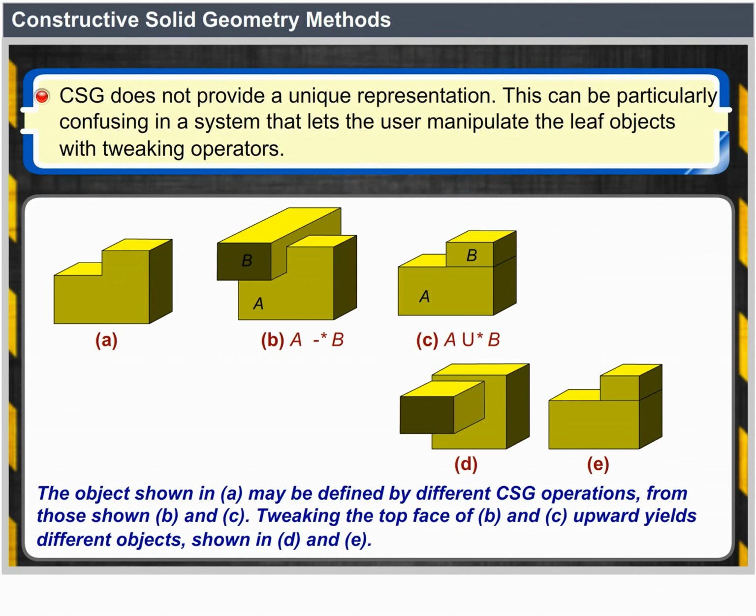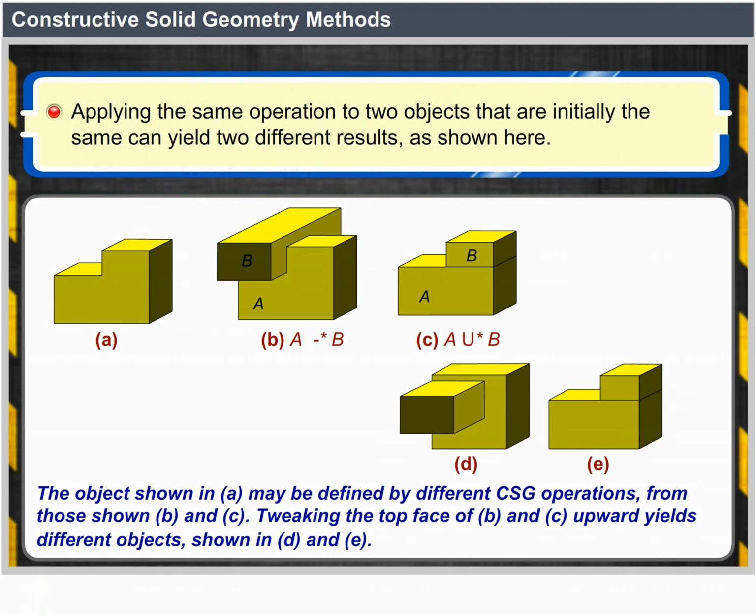CSG does not provide a unique representation. This can be particularly confusing in a system that lets the user manipulate the leaf objects with tweaking operators. Applying the same operation to two objects that are initially the same can yield two different results, as shown here. In this figure, the objects shown in A may be defined by different CSG operations from those shown in B and C. Tweaking the top of B and C upward yields different objects shown in D and E.